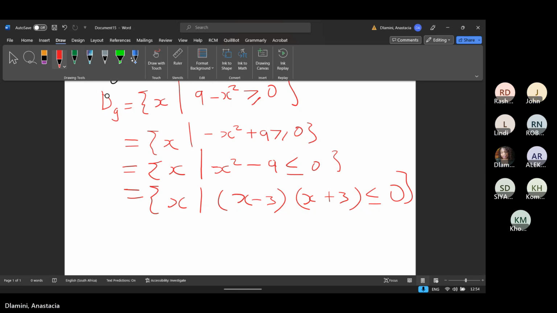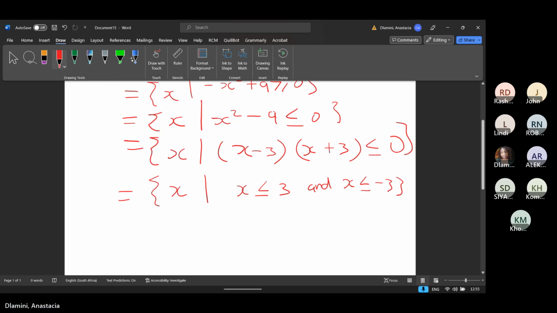Yeah. Okay, so this will be x less than or equal to 3, and x less than or equal to -3.